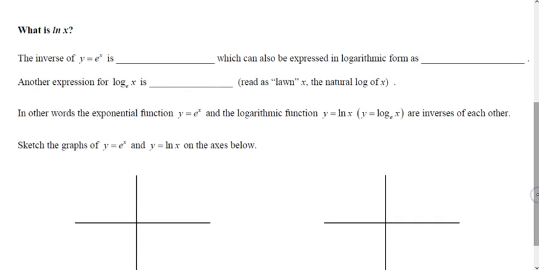Well, what's the inverse of e to the x? It's going to be x is equal to e to the y, which can also be expressed in logarithmic form as log base e of x is equal to y, right? Or y equals log base e of x, I guess would be a better way. Y is equal to log, the base is e, and the value you're going to get is x.